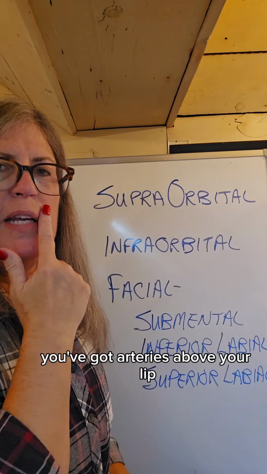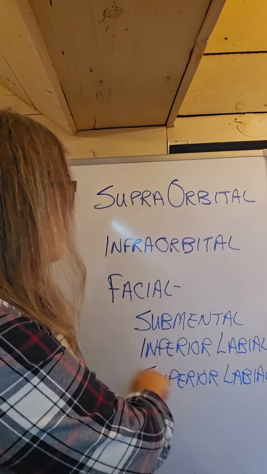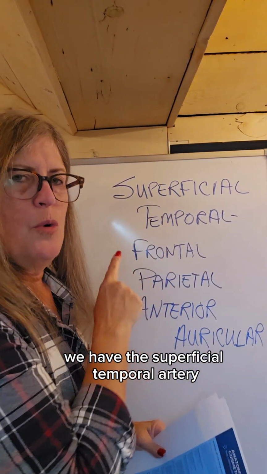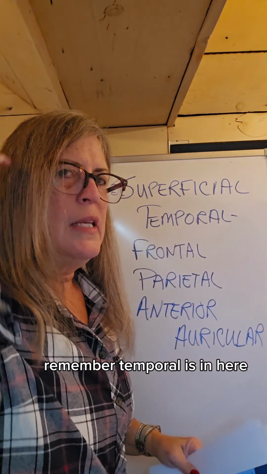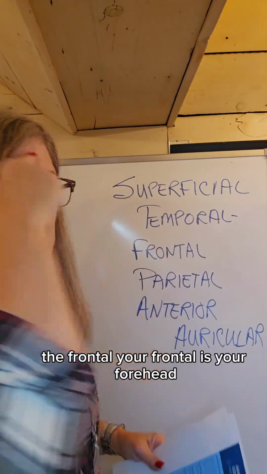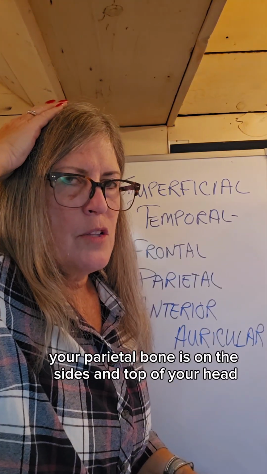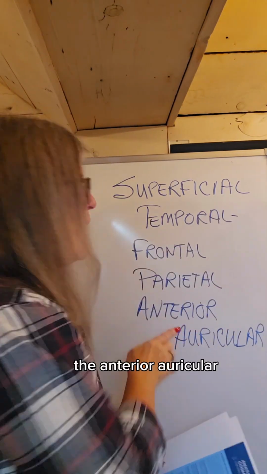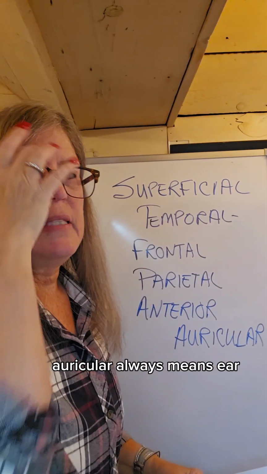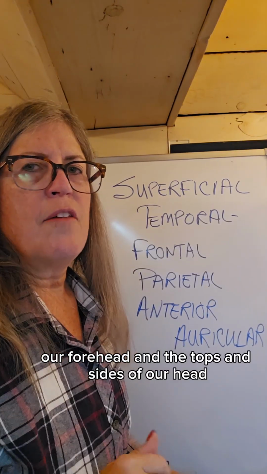It's got arteries above your lip, below your lip, and in your chin that are all branches of the facial artery. We have the superficial temporal artery. Remember, temporal is in here. This one has 3 branches to it. The frontal is your forehead. The parietal, remember parietal bone is on the sides and top of your head. Anterior auricular, remember anterior means in front of, auricular always means ear. So we've got it in front of our ear, our forehead, and the tops and sides of our head.